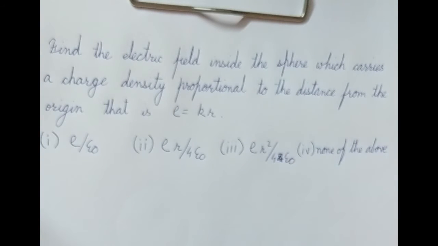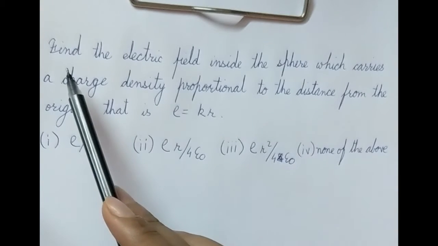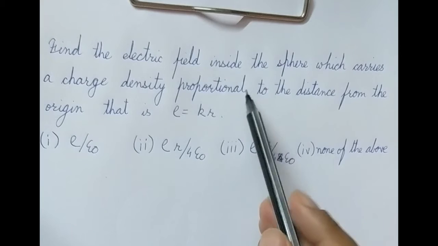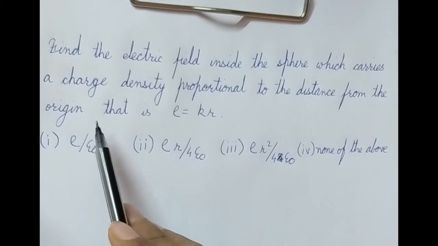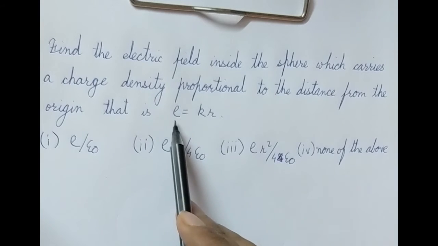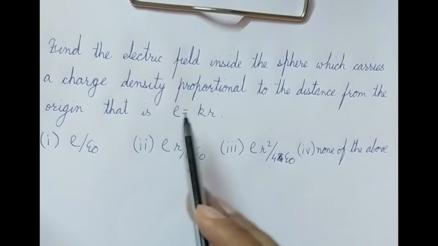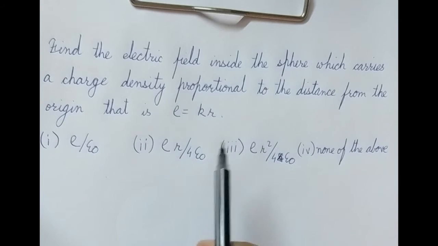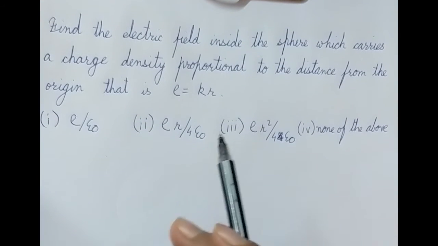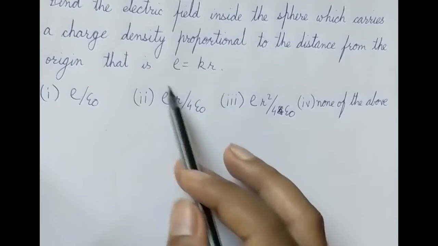So for the third question, we have to deal with a variable charge distribution. It says find the electric field inside the sphere which carries a charge density proportional to the distance from the origin, that is rho is equal to k into r. These kind of variable charge distributions are very important in JEE problems. You may need to integrate them, sometimes you need to differentiate them. You should know how to handle these.